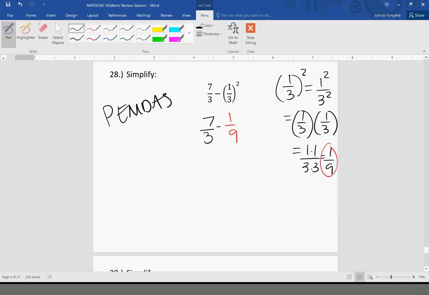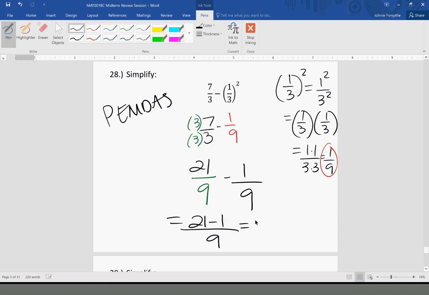And so now I want to subtract. I need to get a common denominator. And sometimes you can get lucky and you don't have to change both of them, because I can actually make the first denominator be 9 by multiplying it by 3. And then that way I don't have to change both of them. But I have to multiply the top by 3 as well. So I'm going to end up with 21 over 9 minus 1 over 9. So that's 21 minus 1 over 9, which is 20 over 9.